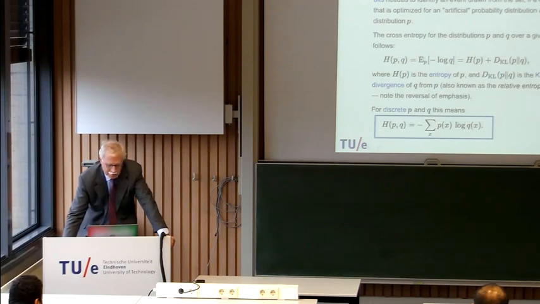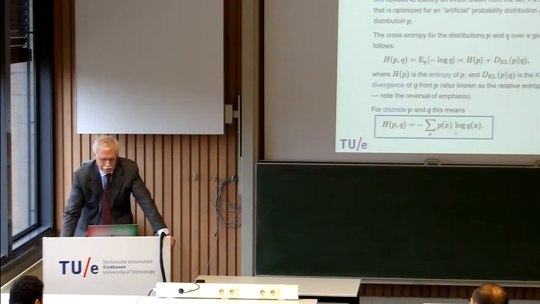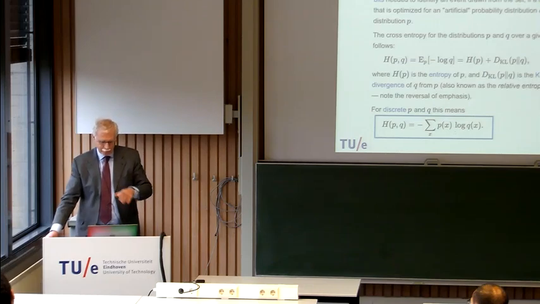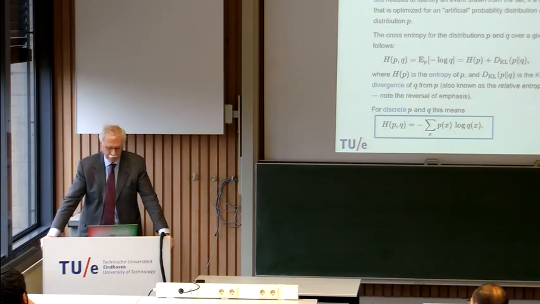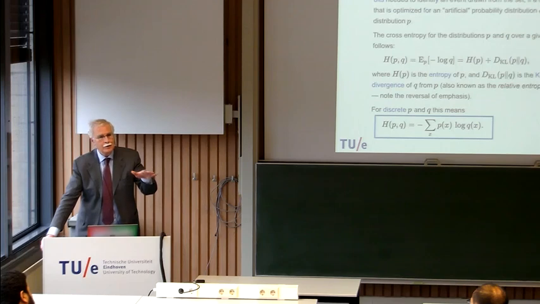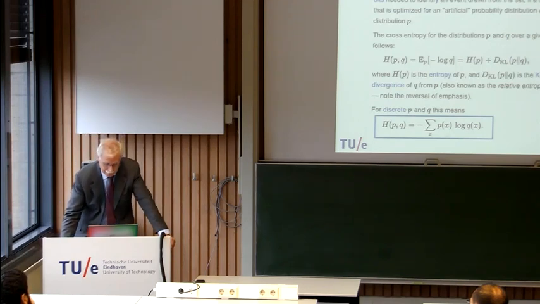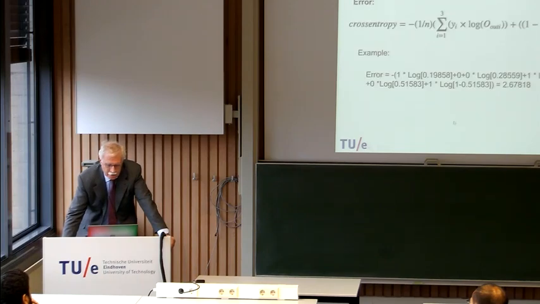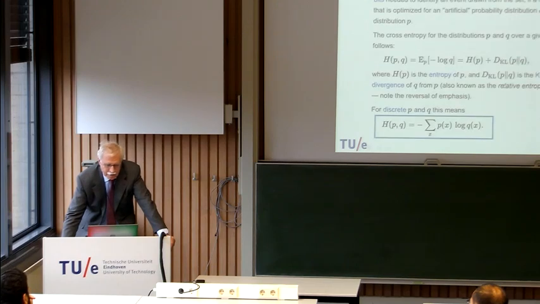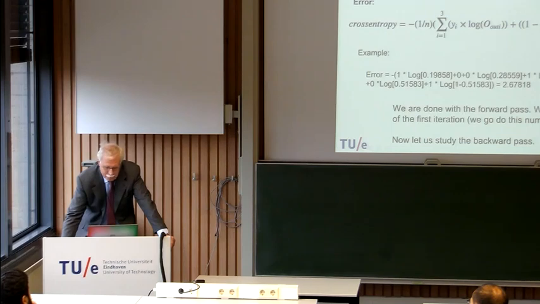So this is the standard definition of entropy, but now you have a cross entropy that is two probability distributions with the same underlying set of events. What is the average number of bits you need to represent one channel over the other channels? That's a cross entropy. So if you calculate that formula and you plug in the numbers, you get an error, 2.6. And with that error, we now have to go backwards.